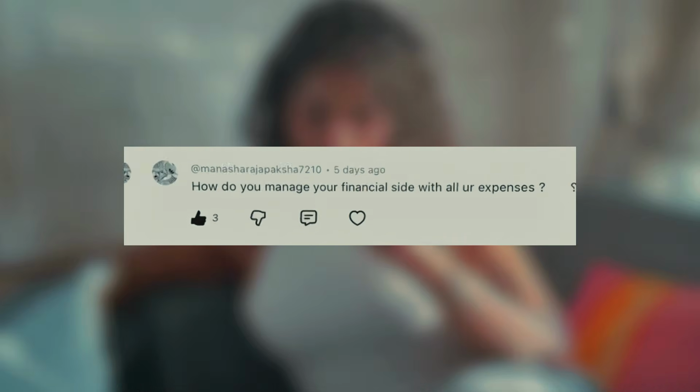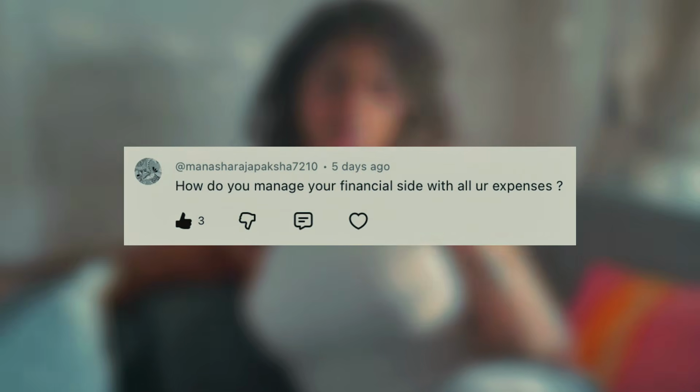Okay, next, I have a couple of questions related to finances. First one, how do you manage your financial side with all your expenses? This is a great question. I love this because couple of years ago, I had nothing. I was just living from paycheck to paycheck and I had no savings. And now I have savings, I have some investments.